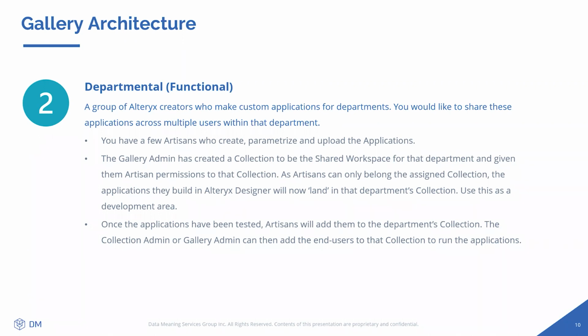As artisans can only belong to that assigned collection, the applications they build in Alteryx Designer will now land in that department's collection. So they are going to use that collection as the dev area. Once the applications have been tested, artisans will add them to the department's collection for the end users. So there's going to be one collection that acts as the dev area, and then another collection or multiple other collections for that specific department that will act as the prod, dev and prod.